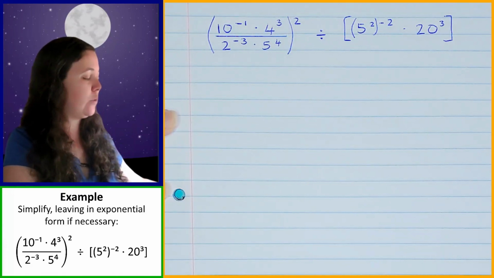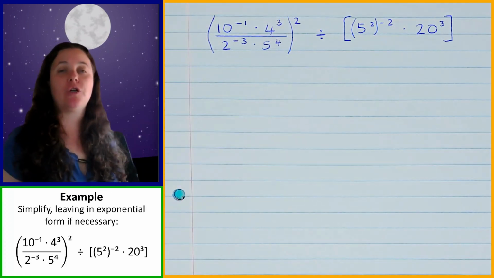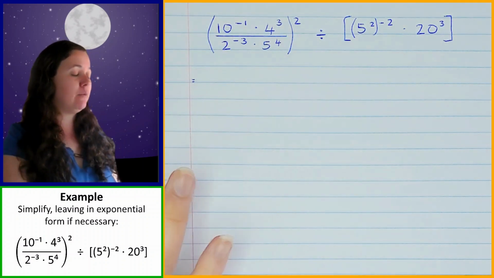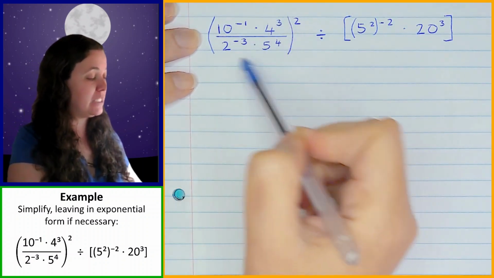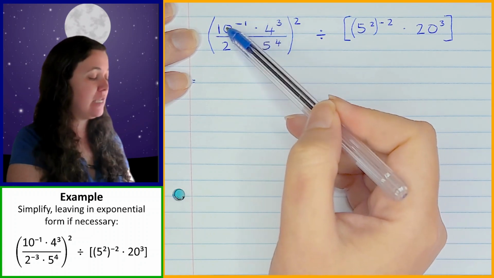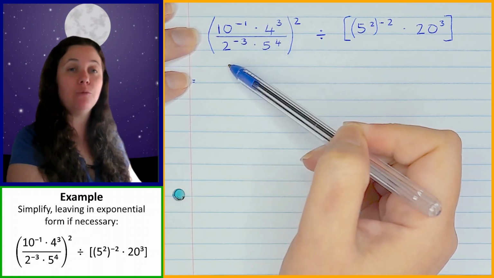Okay, so here I've got my question. Now there is a lot that is going on in this question. There's a lot that we're going to have to do. But the very first thing I'm going to do is look in this fraction over here and see, because I've got negative exponents, I'm going to move the things that I can move now.